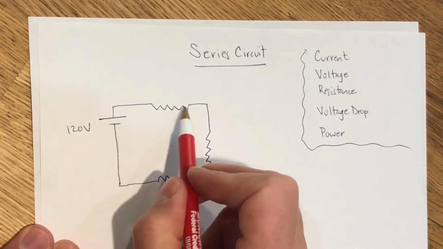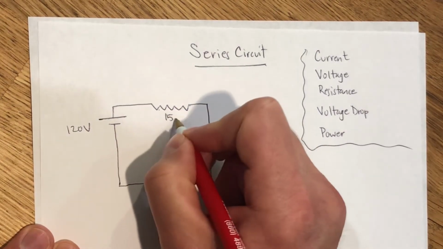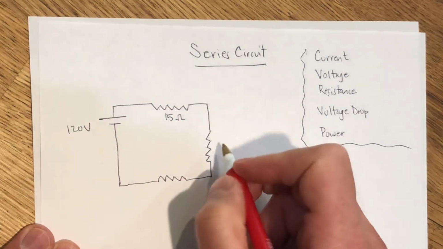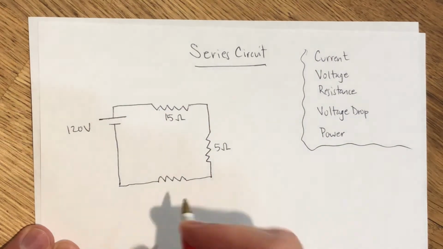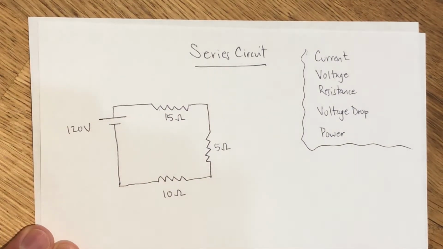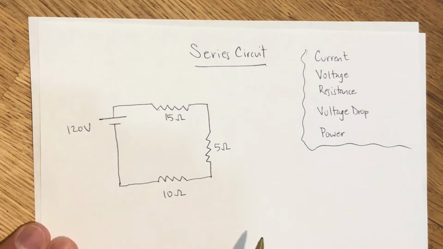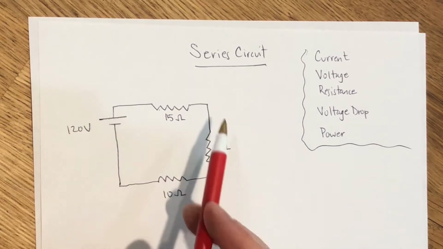So let's say this first device here provides 15 ohms of resistance to electricity flowing through it. The second one here provides 5 ohms of resistance to electricity flowing through it. And this final one here provides 10 ohms of resistance. This is a series circuit because there's only one path for electricity to follow, so it's like a giant single file line.